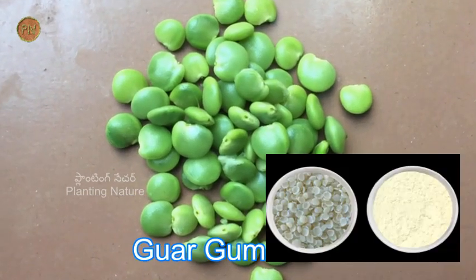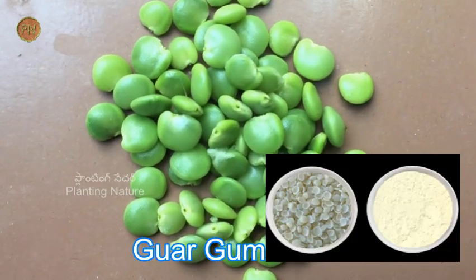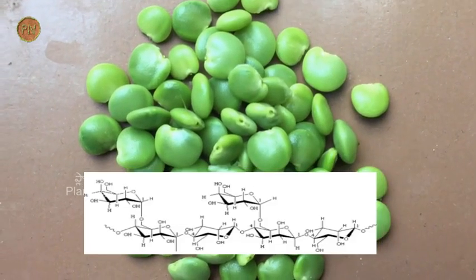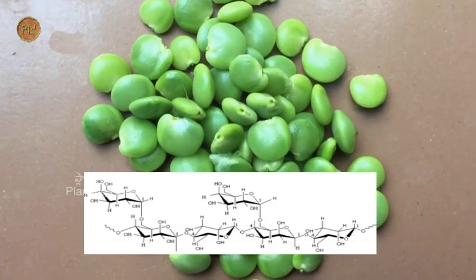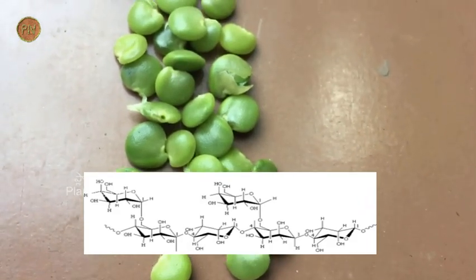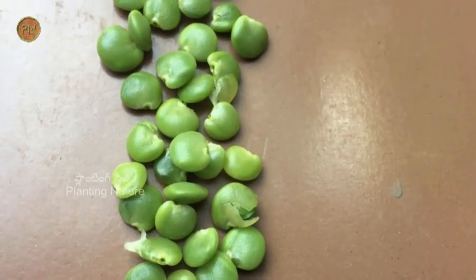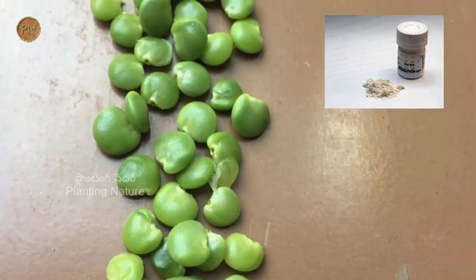A powder called guar gum is made from these seeds. The seeds have a large endosperm portion which includes large carbohydrate chains. These polymers are water soluble but are very viscous and thick. This guar gum has many applications in various industries.